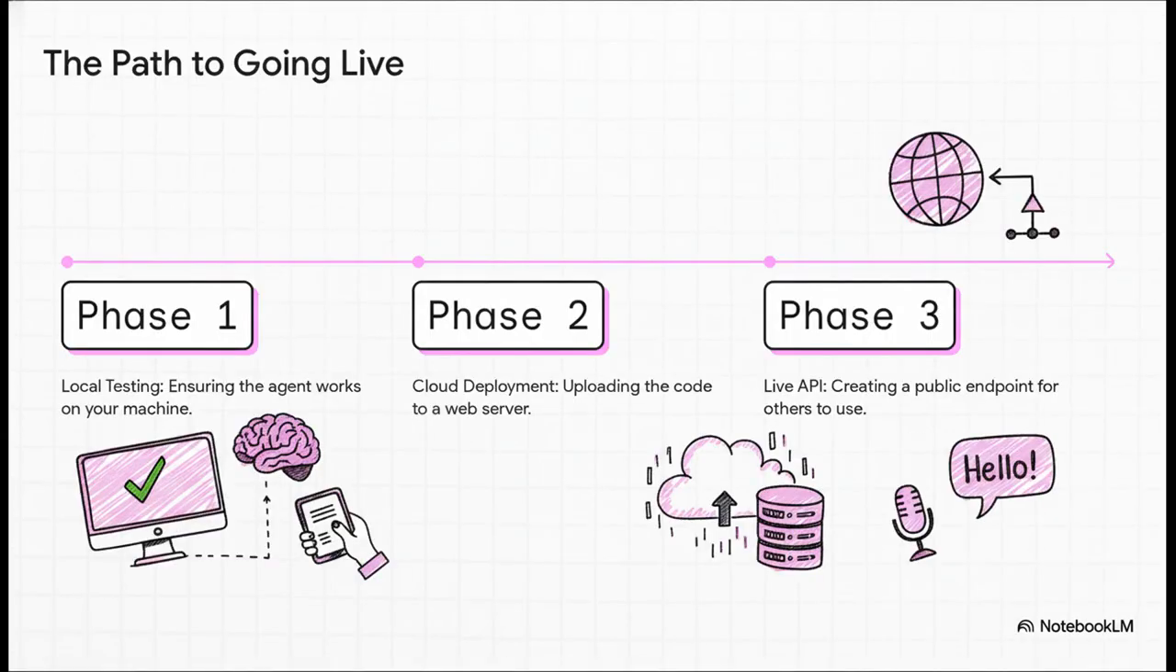The path to getting your agent live is a pretty clear 3-step process. First, you test everything locally, on your own machine, until you're sure it works. Once you're happy with it, you deploy it to a cloud server. And that final step is creating a live API. Just think of it as a secure front door that lets other programs talk to your agent, give it tasks, and get the results back.